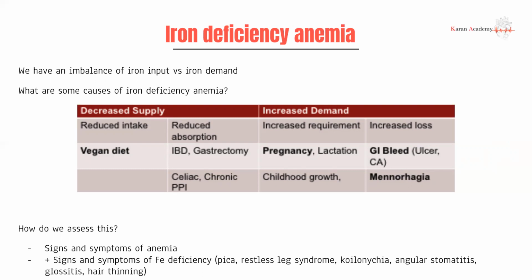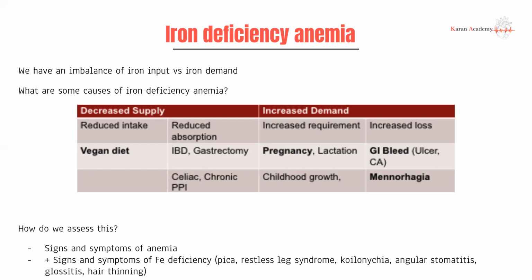You can also have people with gastrectomies or bariatric surgeries who might have issues with absorption, as well as inflammatory conditions like celiac disease or IBD. The next thing is increased demand. Now, what can increase demand? Pregnancy is a big one because you are growing a baby inside you. You can also have increased blood loss, which may be pathological, like a GI bleed, or part of normal functioning with menorrhagia, which is a big reason why most teenage girls are either borderline iron deficient or are iron deficient. Now, how can we assess this?